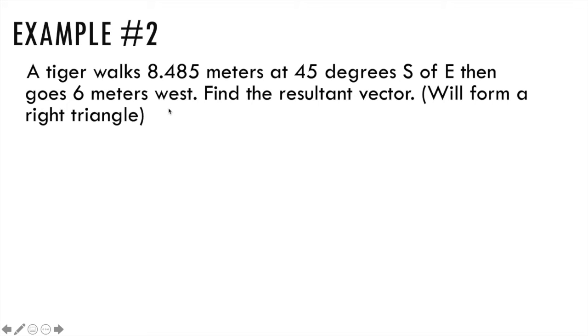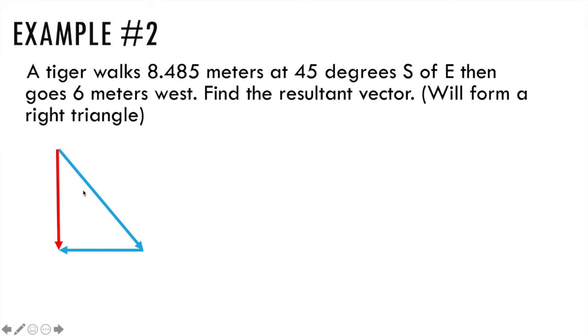So first step, sketch it out. I know that 45 degrees southeast is going to head down in this direction. And then from there, I go west. And I'm telling you it's forming a right triangle, which means this vector needs to end in line with that to make my right triangle, because I'm going to need a right angle here, right?